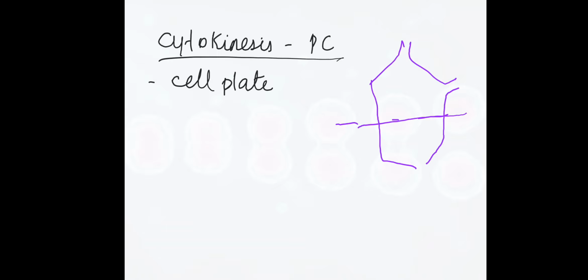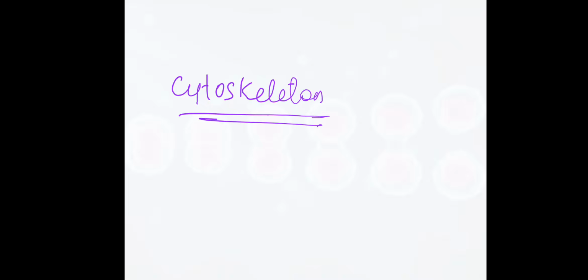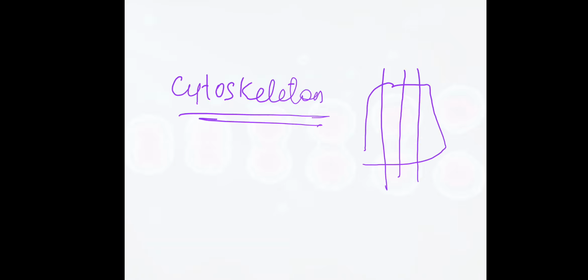Here comes the importance of the cytoskeleton framework. This framework determines the plane at which the plant cell is to be divided, whether here or here. So the plane of plant cell division is determined by the cytoskeleton framework. We knew that plant cell has a rigid cell wall.